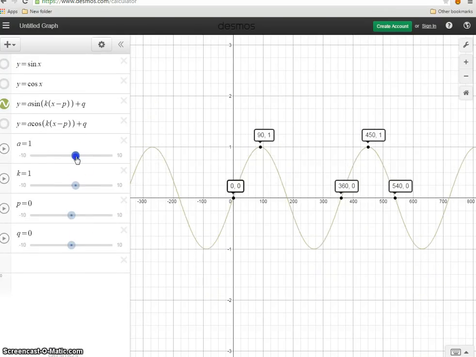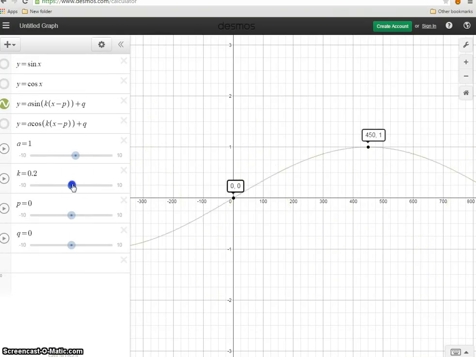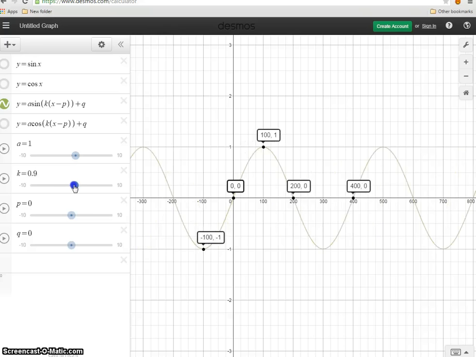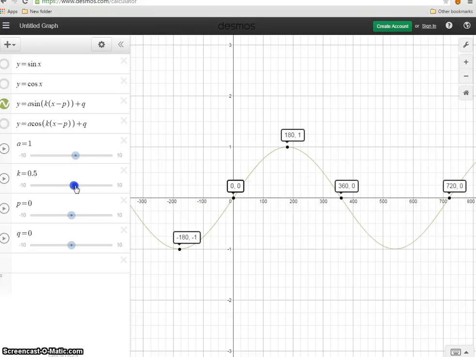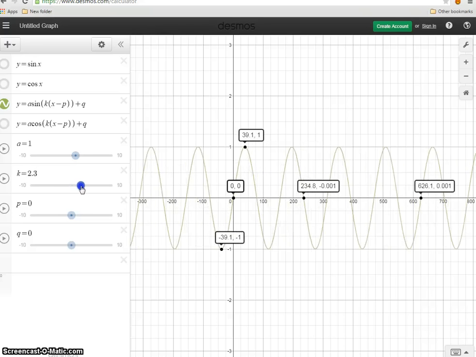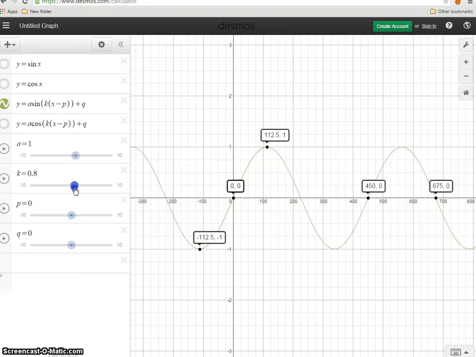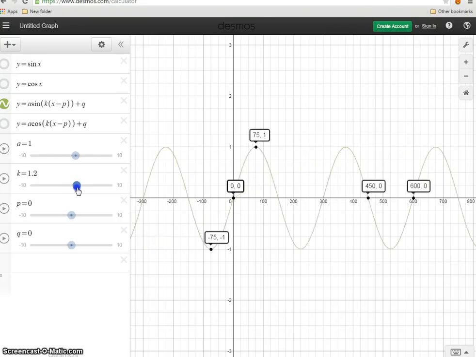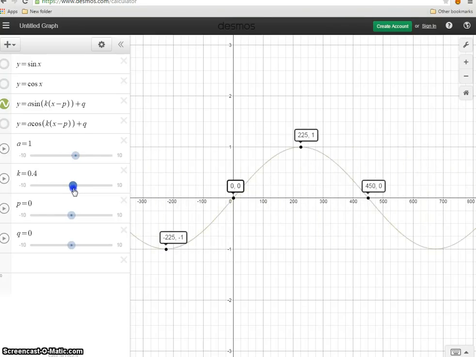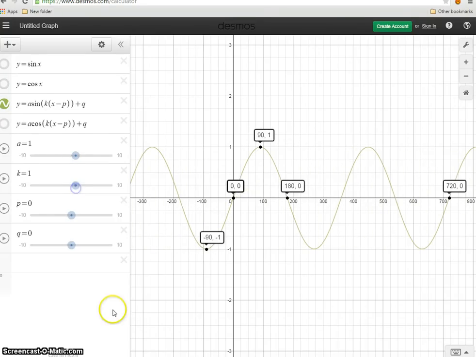So let's bring my A back to normal here, and if I change K, the horizontal stretch or compression, what does it change? Well, it definitely takes less time to go through an entire cycle if it's compressed, and more time to go through a cycle if it's stretched. So what's that going to affect? Well, it affects how long a cycle is, so that affects the period.